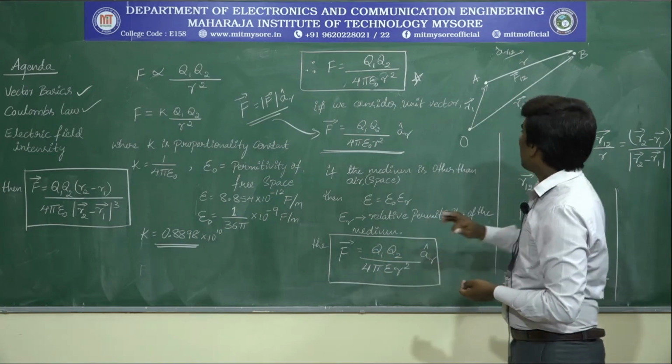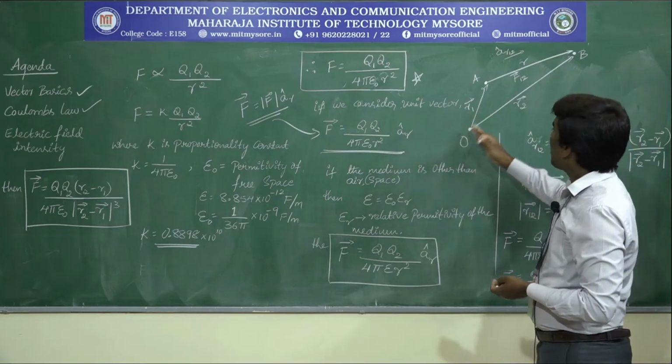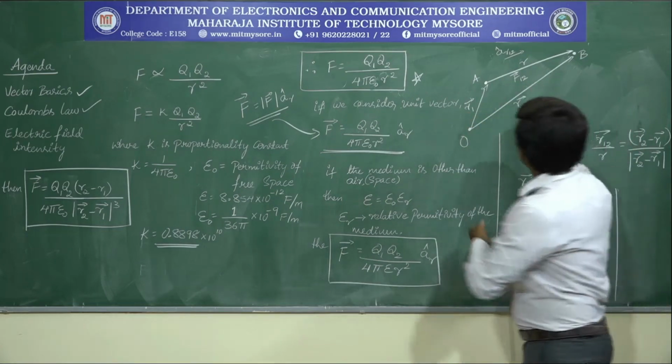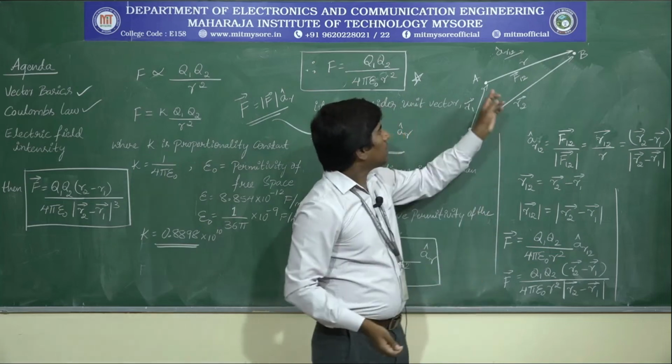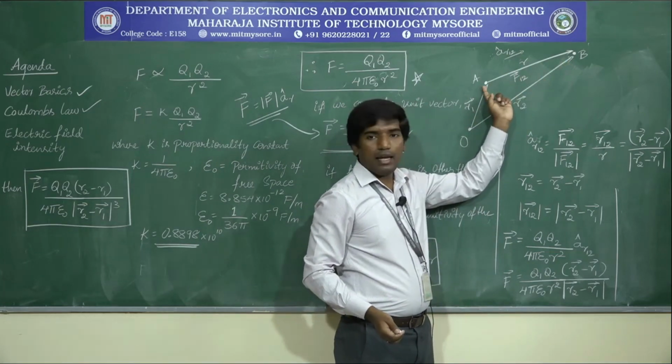Then, coming to the experimental setup in order to represent Coulomb's law in vector form. So this is the experimental setup. Let us consider two point charges placed at positions A and B.